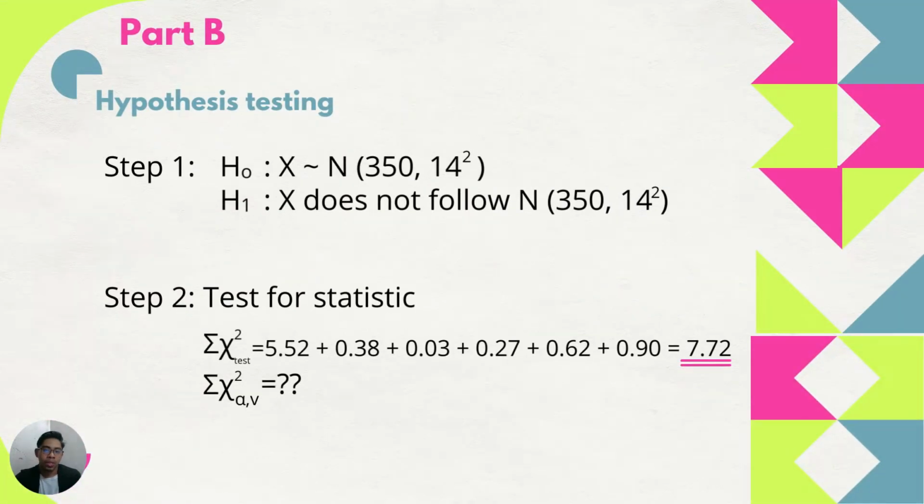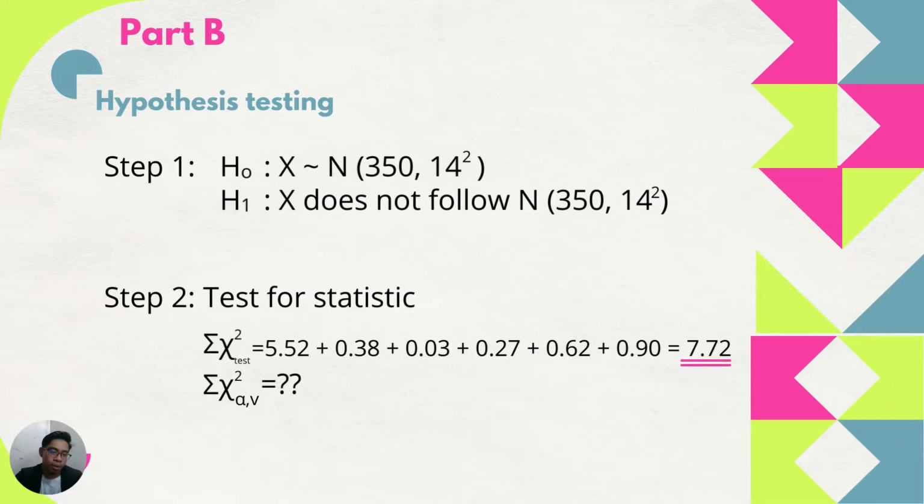Next we start the hypothesis testing. Step 1: H0 follows the mean and the standard deviation, and H1 does not follow the mean and standard deviation. Step 2 is the test statistic. The chi-square test value will be 7.72.